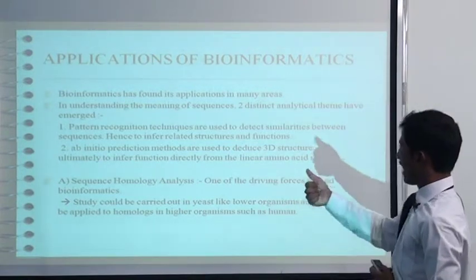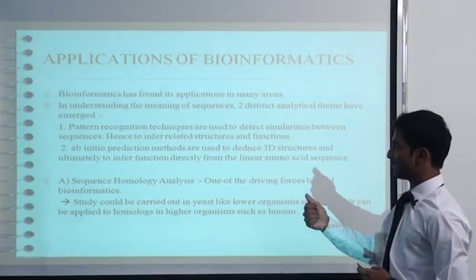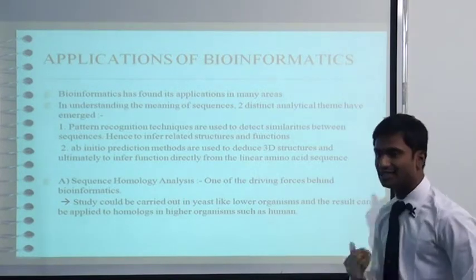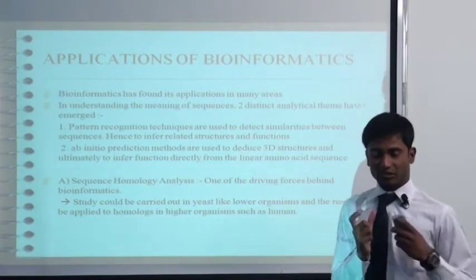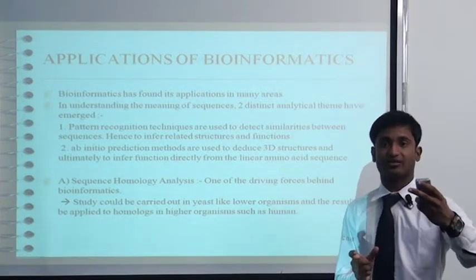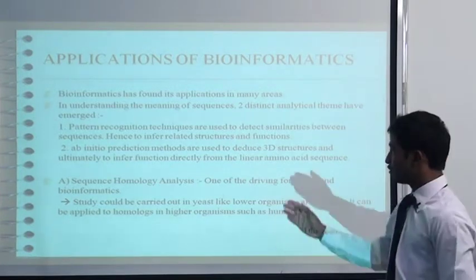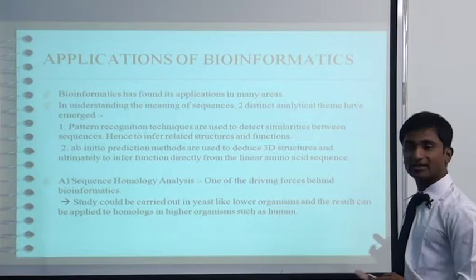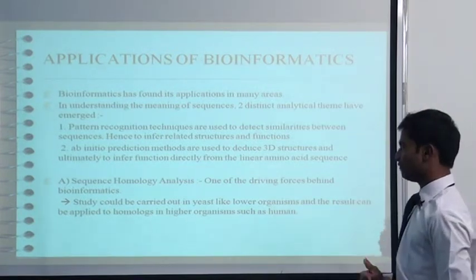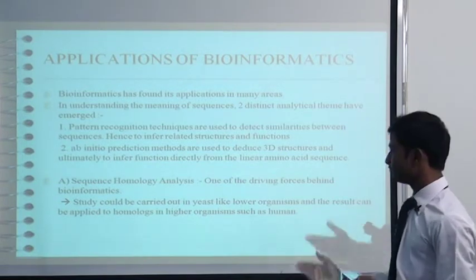Hence, we can infer related structures and function. The second pattern is the ab initio prediction methods, which are used to deduce 3D structures. That means if I have one sequence, I am able to directly generate a 3D structure by using that particular sequence. So the ab initio prediction method is the second type of method, and ultimately it infers function directly from the linear amino acid sequence.